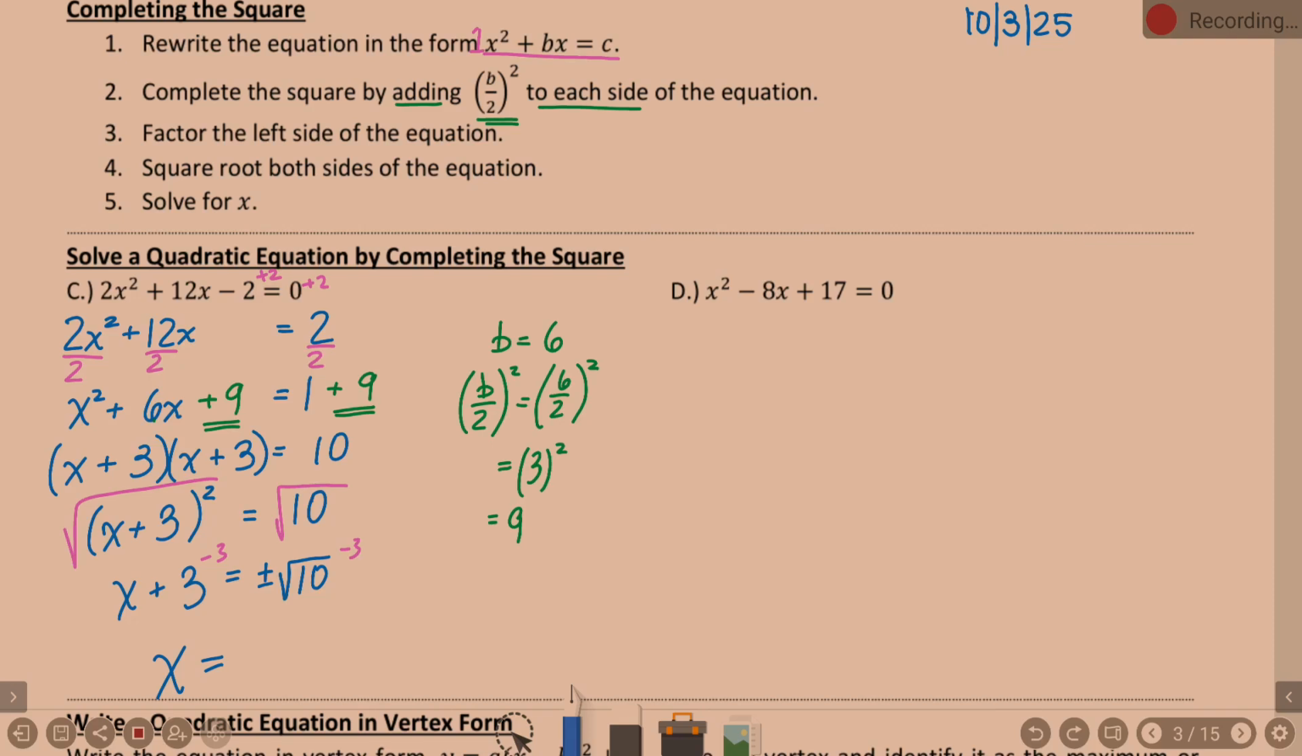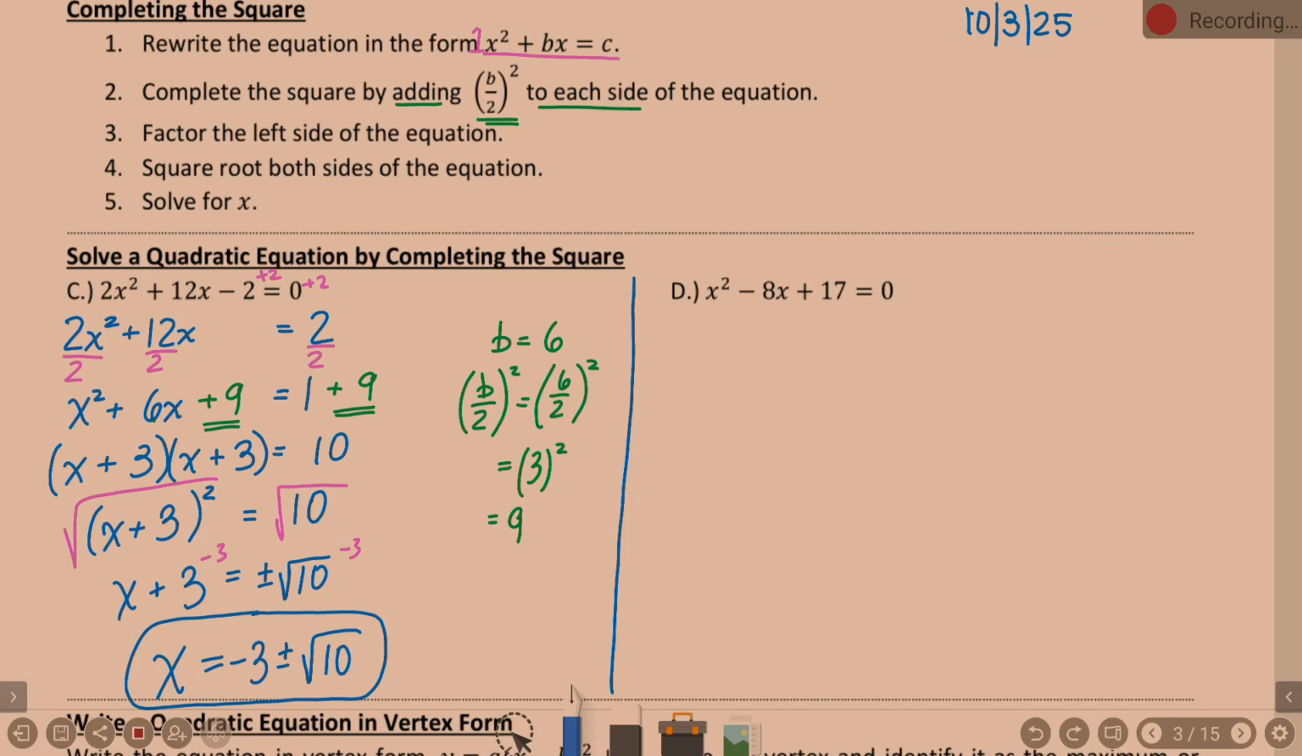Now, I like to have my plus or minus in the middle. Not saying you necessarily have to, but that's my preference. So, negative 3 plus or minus the square root of 10. And how many answers is that? There's 2, yes? Anytime you see a plus or minus, that represents 2 answers. Okay. Does that sound like something we did yesterday?